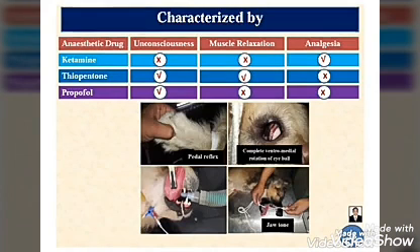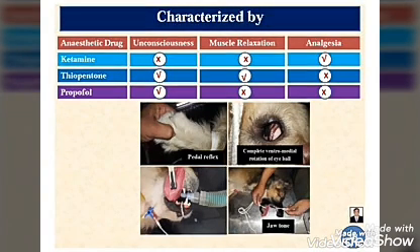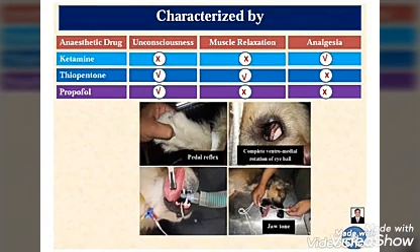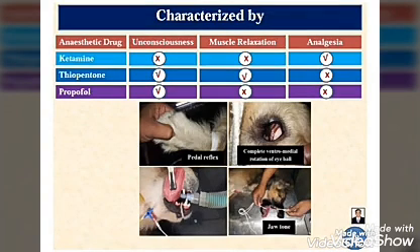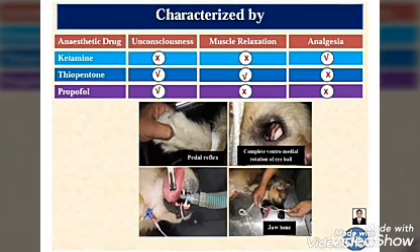However, all these characteristics, like unconsciousness, muscle relaxation and analgesia, cannot be provided by a sole agent, but they are possible with balanced anesthesia. No single agent fulfills all these requirements. This slide shows that no single agent can fulfill all the requirements.